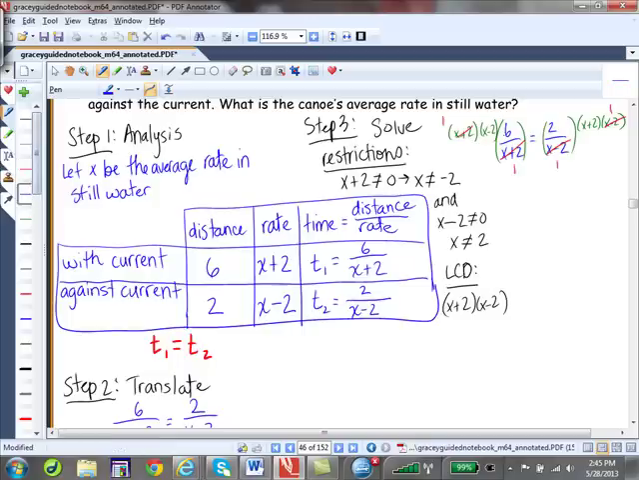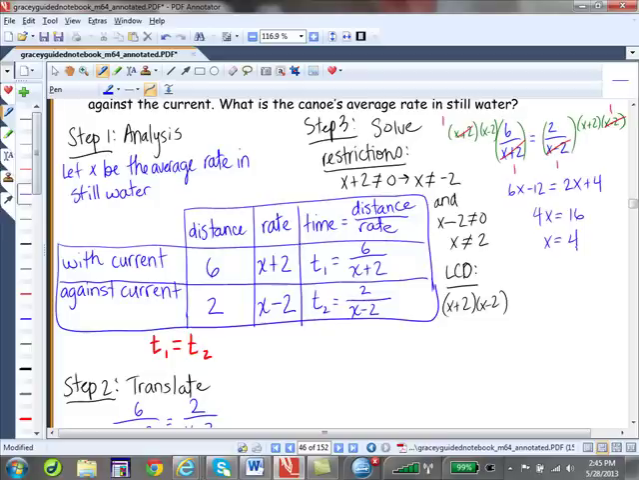We need to distribute the 6 through the x minus 2, so we'll get 6x minus 12, and that's equal to 2x plus 4 after distributing. Moving the x's to the left and the constants to the right, we will have 4x is equal to 16. So x is equal to 4. And we didn't need to find anything else out.